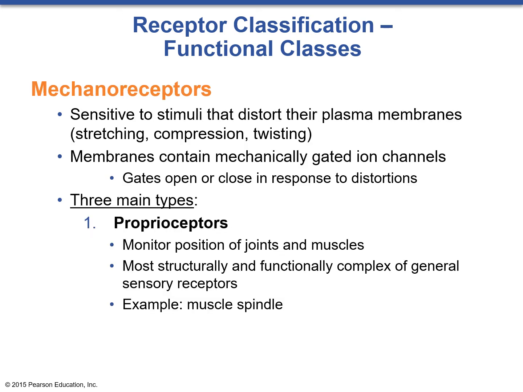Mechanoreceptors respond to distortion of their cell membranes by opening or closing membrane channels. So they're going to respond to different stretching, compression, or twisting, and they're going to contain gated ion channels that will open or close in response to this distortion. Now we have three main types. The first type is a proprioceptor. Proprioceptors monitor the positions of muscle and joints. The muscle spindle that we talked about previously is a fantastic example of a proprioceptor.